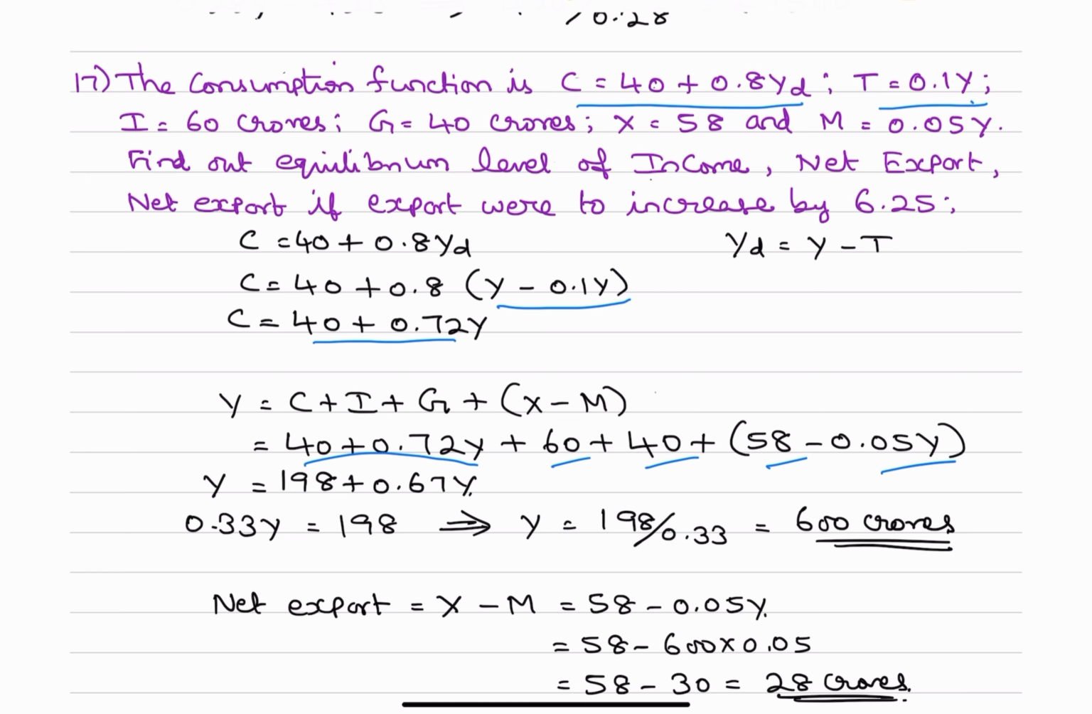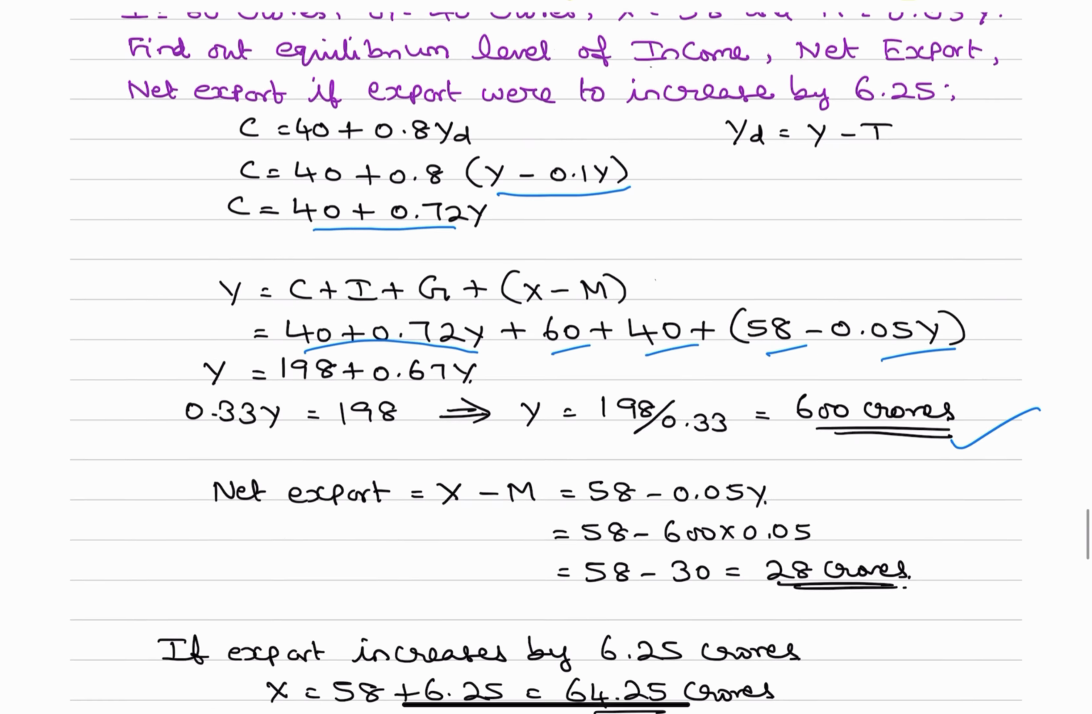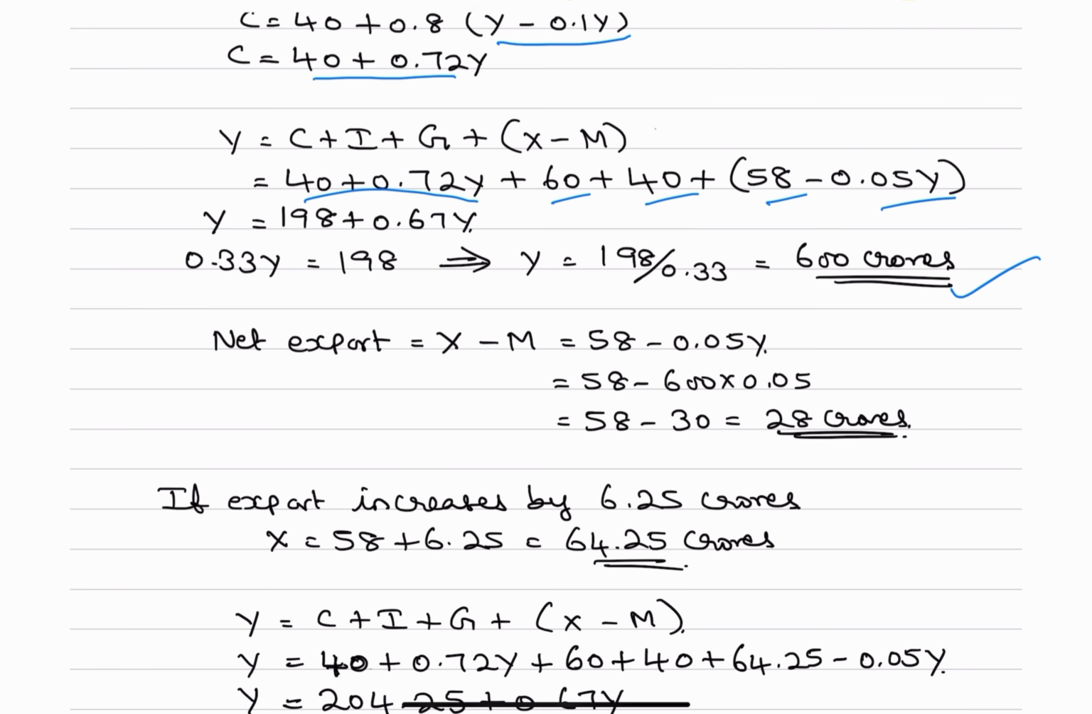Simplifying this, we get the equation y is equal to 198 plus 0.67 y. Then 0.33 y is equal to 198. Value of y is equal to 198 divided by 0.33, that is 600 crores. Net export is x minus m, that is 58 minus 0.05 y. Substituting the value for y as 600, we get the value of net export as 28 crores.